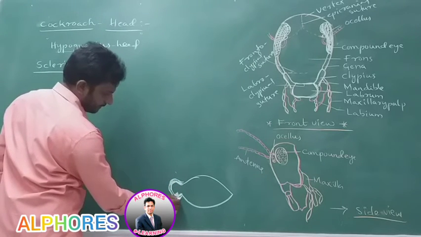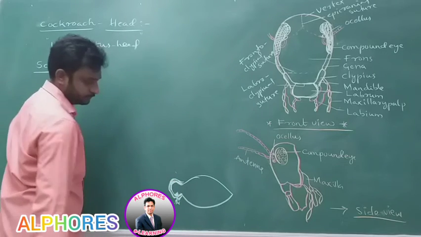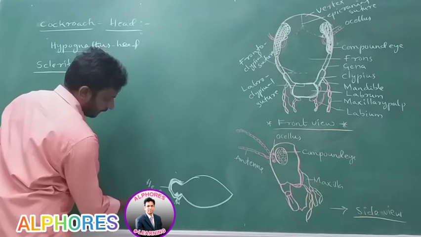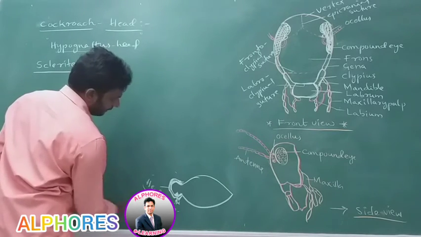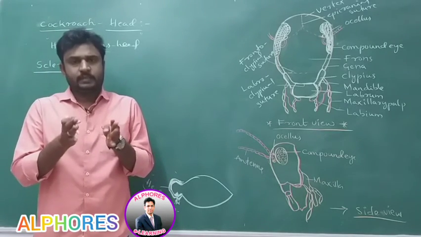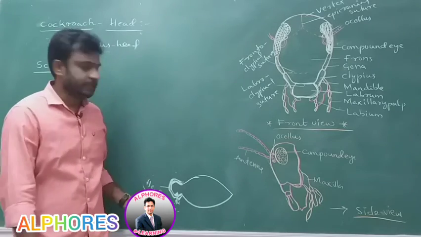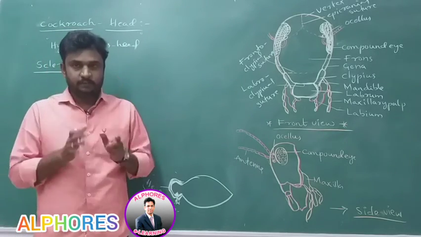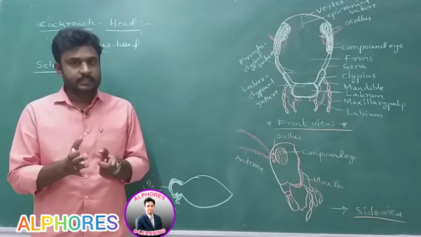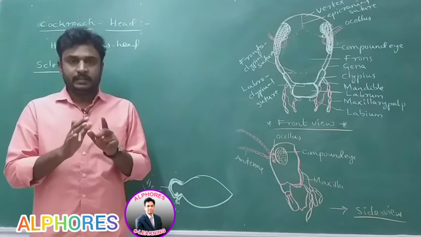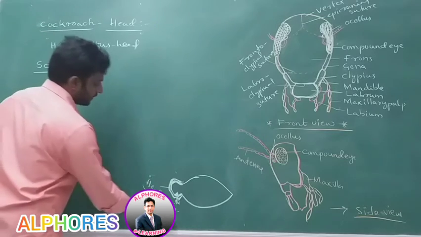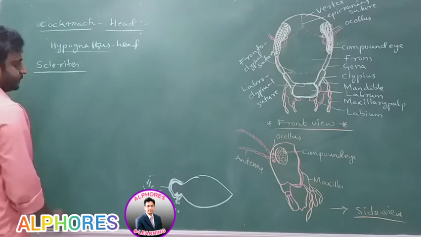These plates are fused to form a capsule, which is called the head capsule. Just like a helmet, the head is covered with many plates. If we wear a helmet on our head, it is the same: plates are present on the surface of the head. All these sclerites are fused to form a capsule, which is called the head capsule.